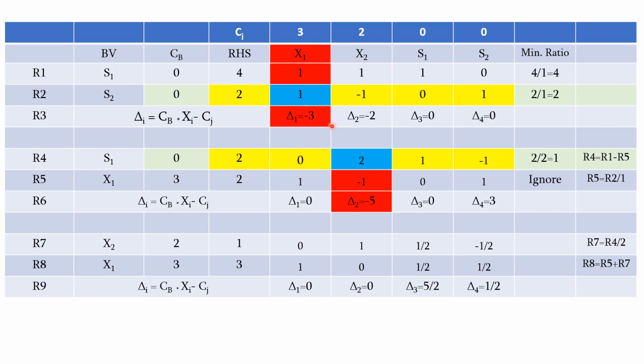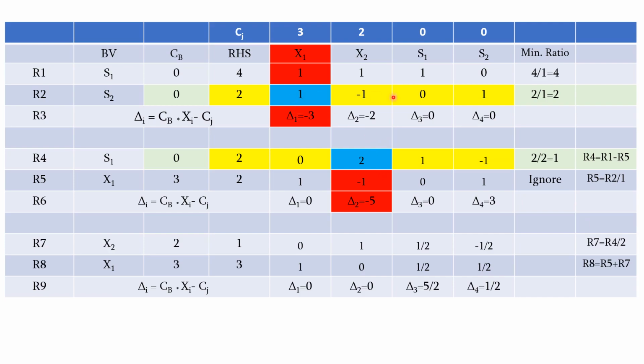Okay, some authors will apply the formula for this delta also, but no need to do that. Once this becomes 1 and this becomes 0, and when you apply this formula, obviously this also will become 0. So no need to apply the formula like this.